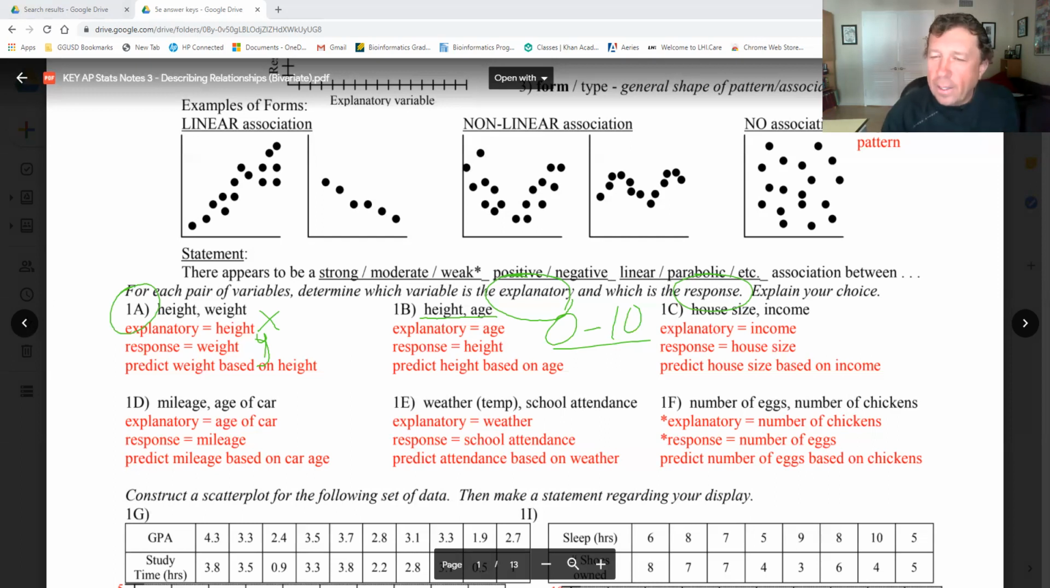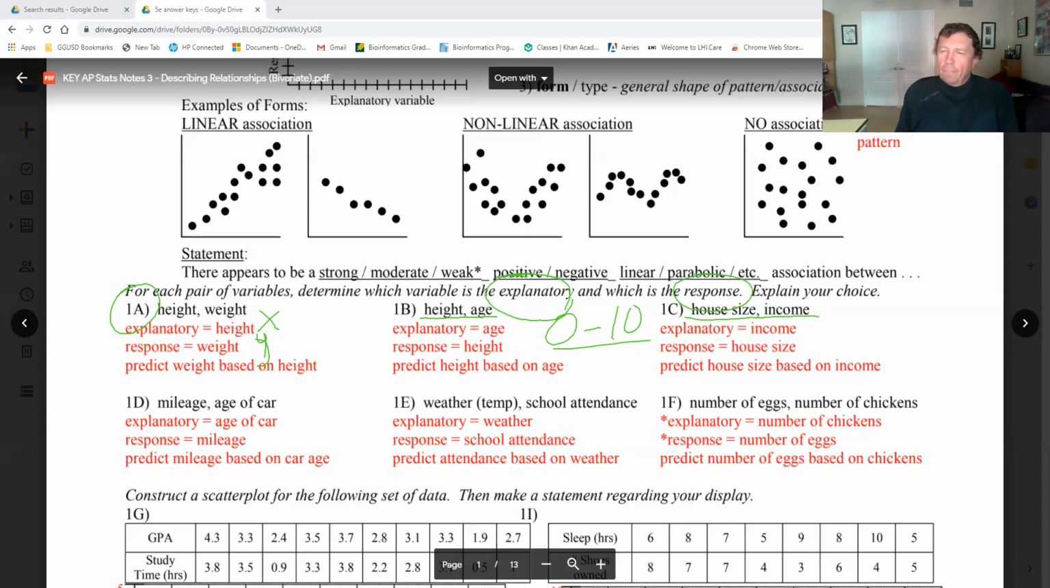And then house size and income, you probably realize, I know there's other factors, where the house is located. I know Newport Beach is going to be more expensive than Idaho or something, okay? But in general, the larger the house, the more income there is, okay?